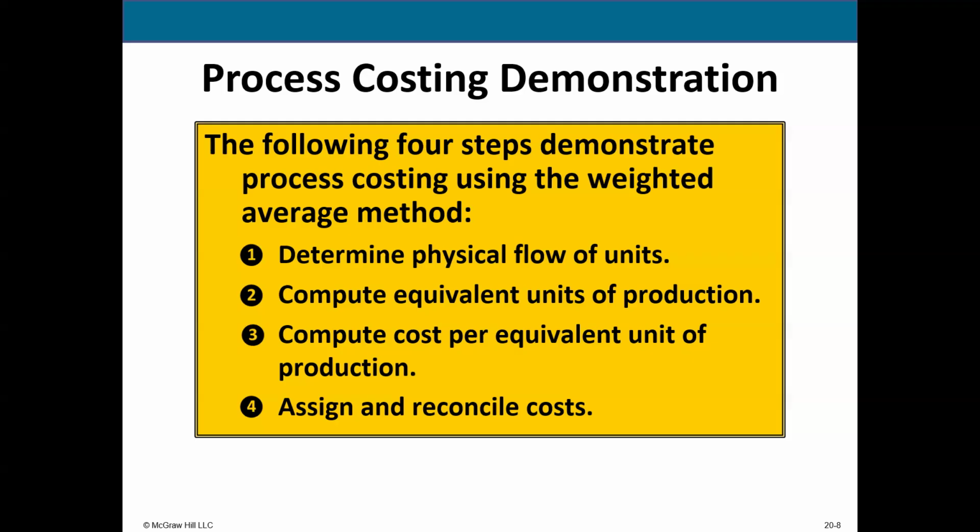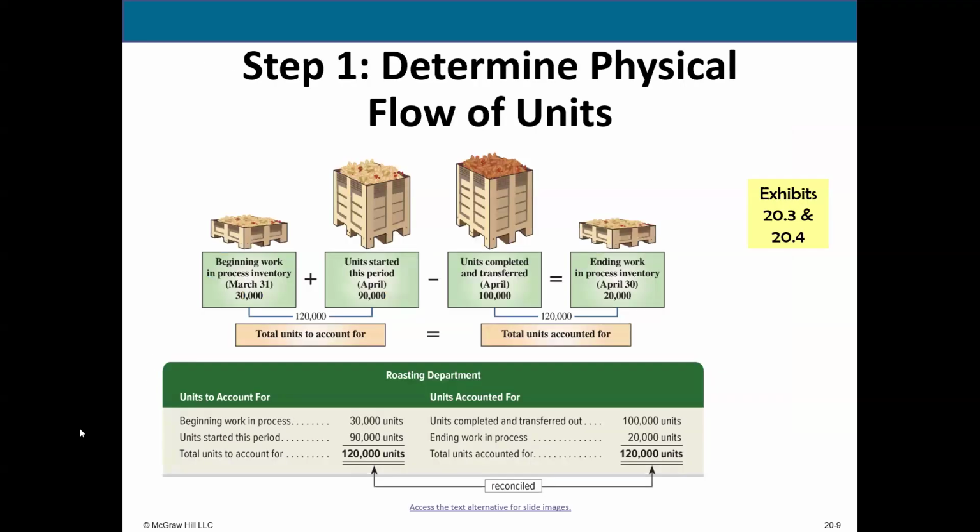The third step is we calculate the cost per unit of production. And then the fourth step is we assign and reconcile costs. I'm going to use the example the textbook gives you to help you better understand this, so you have a bit more of a visual representation rather than my fun water bottle example.